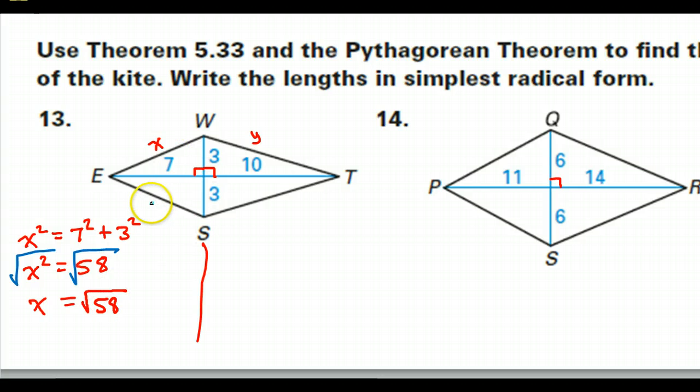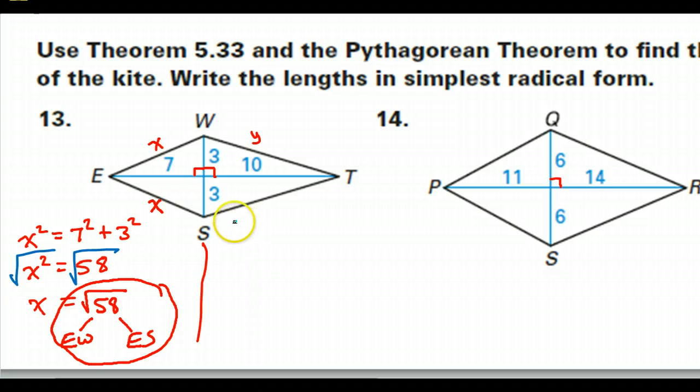So that means square root of 58, that's EW and ES. So I'm just going to put here EW and ES. Those are those two sides. Now we just need the WT and the ST, and that's going to be Y. So here we go again.